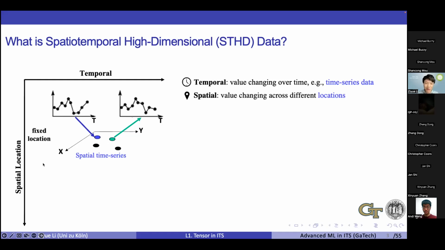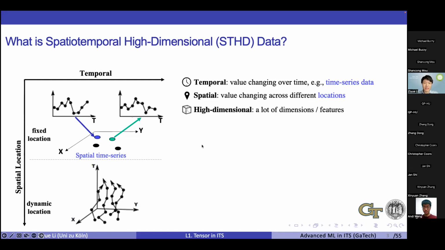Things can be more complicated. For example, the location can be dynamically changing. In that case, we call it a trajectory. These two types of data are quite popular in smart transportation. And usually the data comes as high dimensional, which means a lot of dimensions or features are involved. It sounds really scary, but do we have a lot of examples?